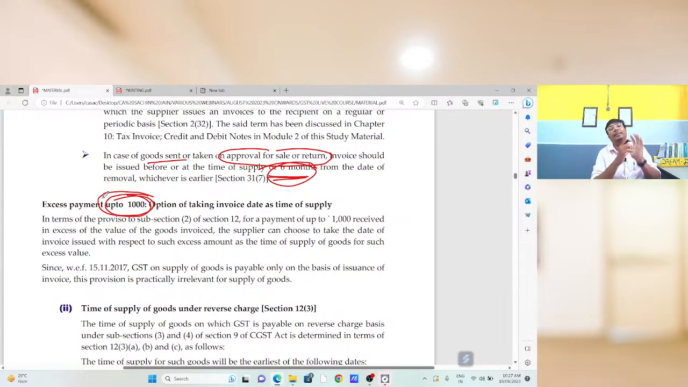If there is any excess payment up to 1000 rupees, in that case it is an option that we may pay the taxes on that amount in this supply, or we may pay the taxes next time when we adjust that figure. That will be completely based on us.